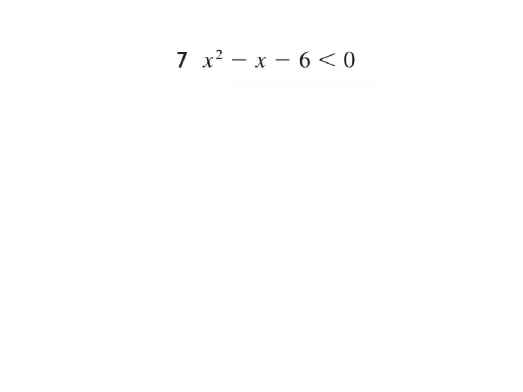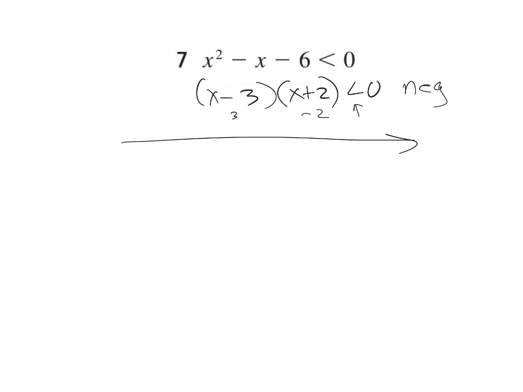All right, 7. Now we have to go ahead and first factor. So x minus 3, x plus 2, less than 0. So there it is. We have number 3, the positive 3 makes it 0. Negative 2 makes it 0. So we want all negative numbers. That's what less than 0 means. So not equal to. So on a number line, negative 2 is first, open dot, because we don't want it equal to 0. And then positive 3, open dot.